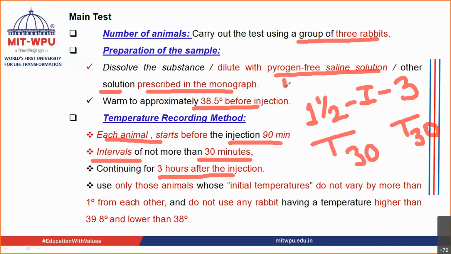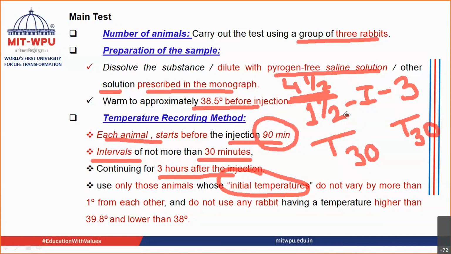So this test goes for near about 4.5 hours, and in between these 4.5 hours you are regularly going to check the temperature. You check the initial temperature 90 minutes before, and then you check the temperature at regular intervals, and you see what is the maximum difference in temperature. So what was the initial temperature? And then what is the highest temperature that you have noted in this period? Those two temperatures you are going to take. Are you getting me? Understood?